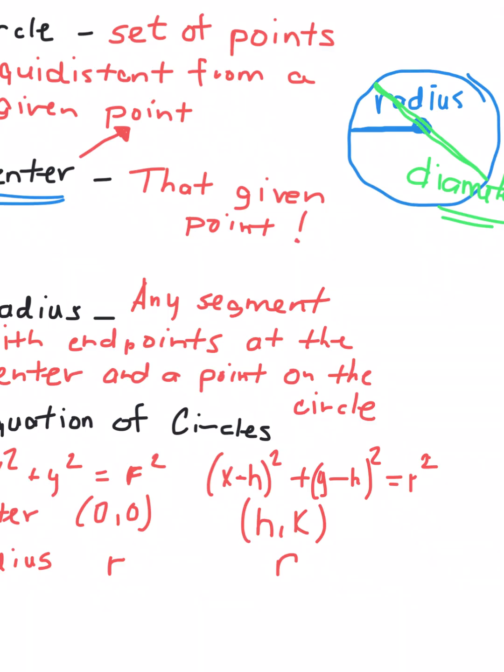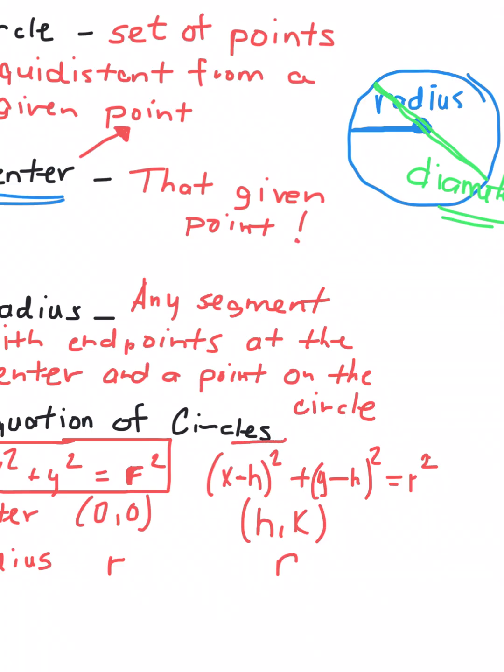The equations of a circle. What I want you to be able to do is recognize the equation and tell me some important data about it. The general form of an equation of a circle is x squared plus y squared equals r squared. This is if the center of the circle is 0, 0, and the radius is r.